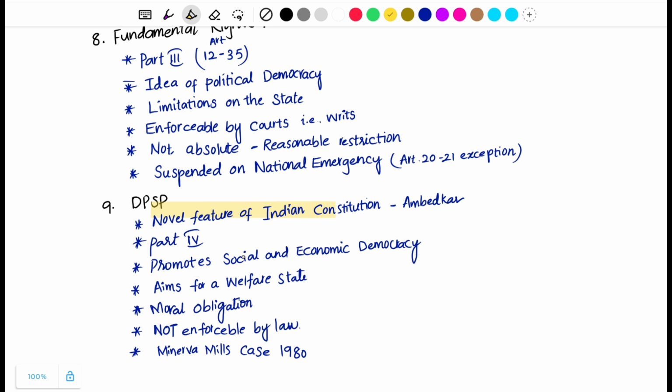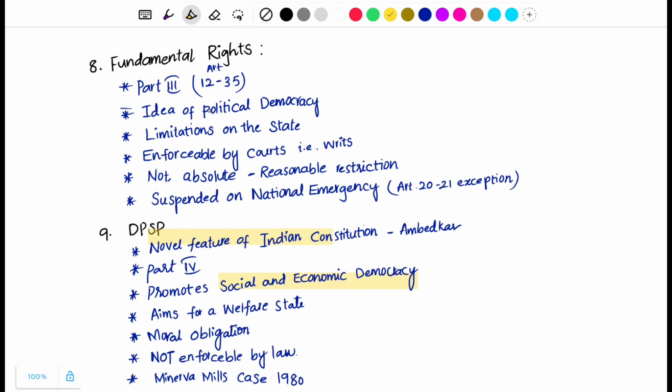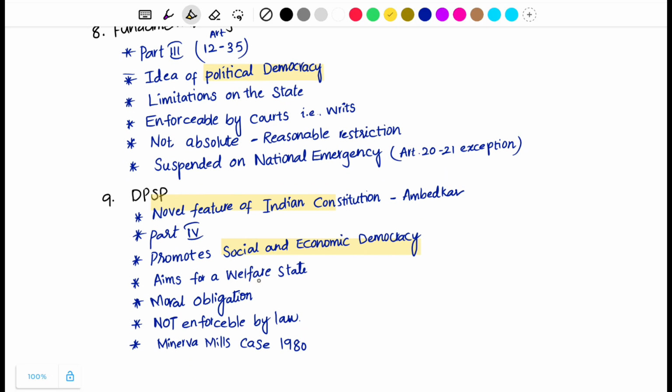While any law is framed, the Constitution explicitly advises the governments to look into the DPSPs and not to make laws inconsistent with the directive principles of state policy, because these directive principles aim at social and economic democracy, whereas the fundamental rights aim at political democracy. The directive principles aim for a welfare state, whereas the fundamental rights protect the interest of the citizens from the state.